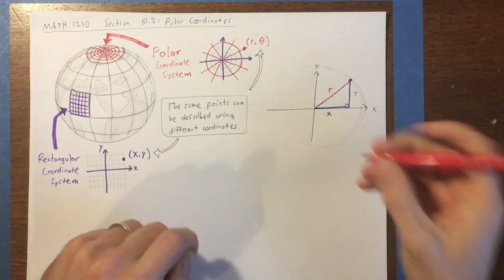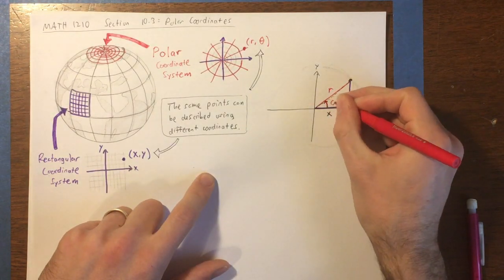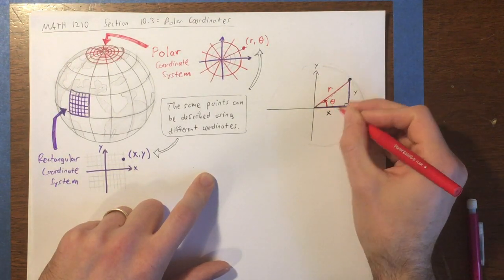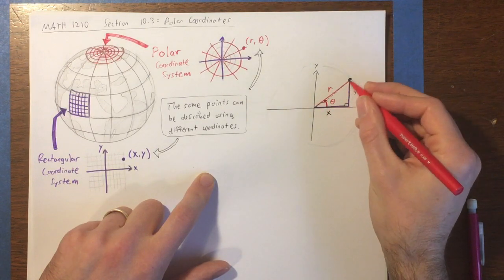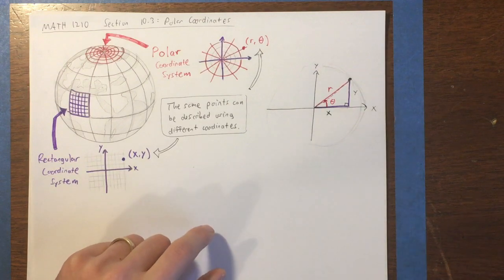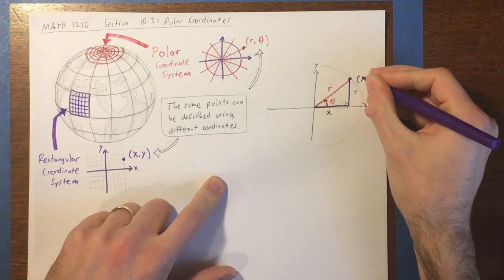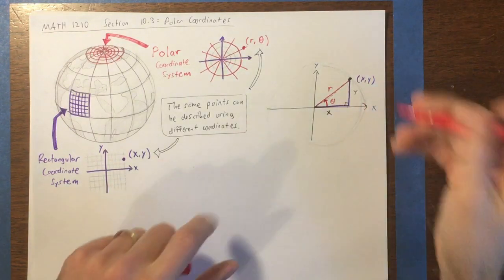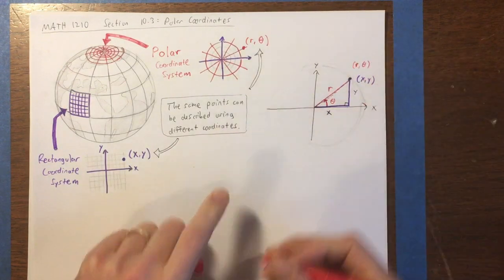And then the other coordinate is theta, and theta is an angle in standard position, so measured from the positive x-axis out to the ray that leads from the origin out to your position. So we have two ways of labeling the location of this point. One is x comma y, and that's rectangular coordinates. And the other is r comma theta, which is polar coordinates.